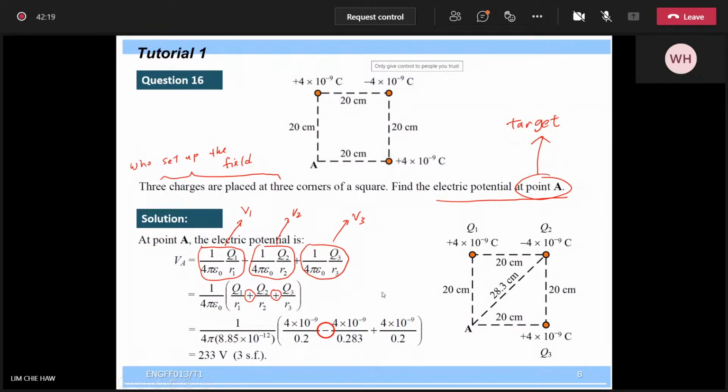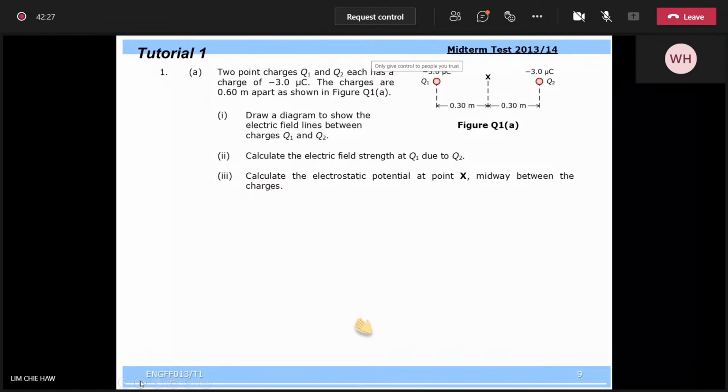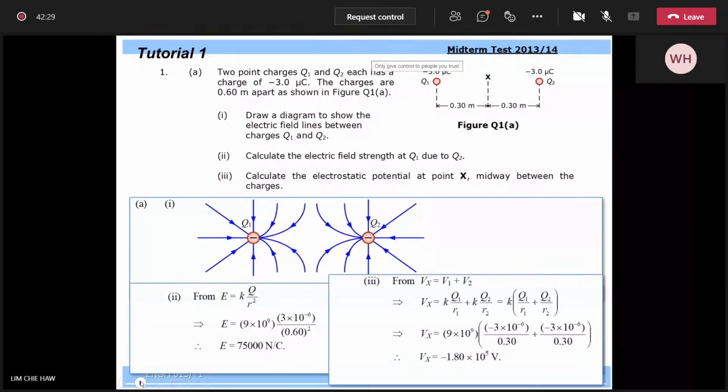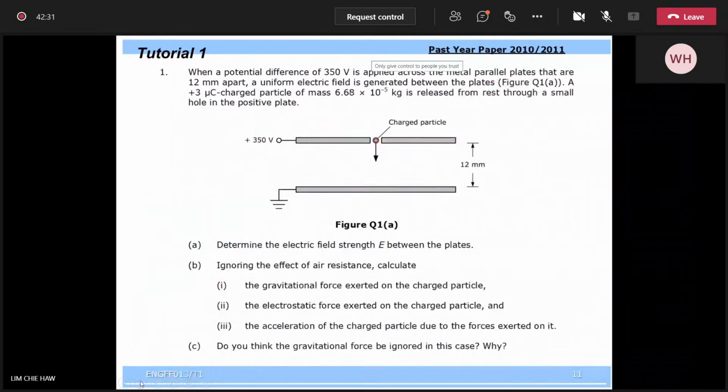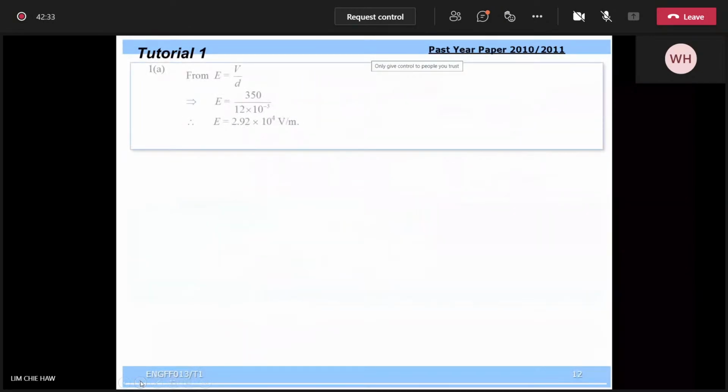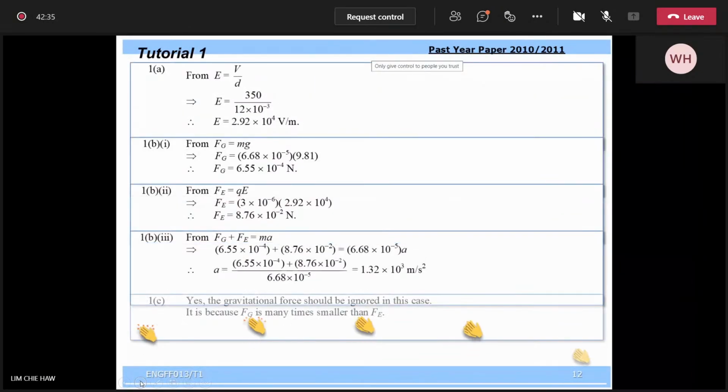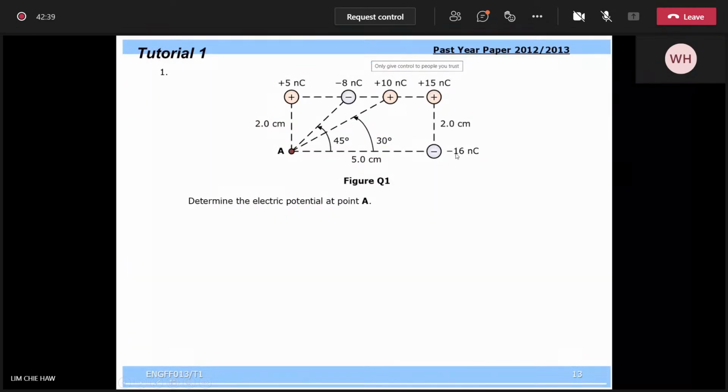Yes, sir. I just want to strengthen your concept, so I will go straight to another example. Let me jump to the last one. This is a question from one of the past exam papers, the 2012 and 2013 academic year. Let's take a look at this question.